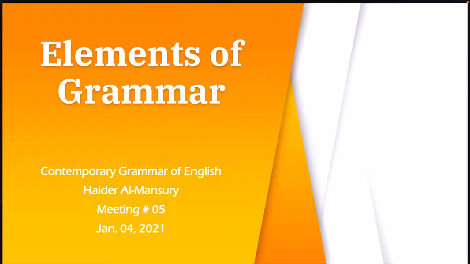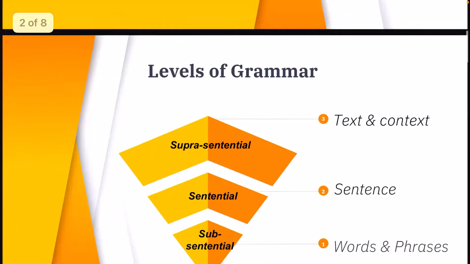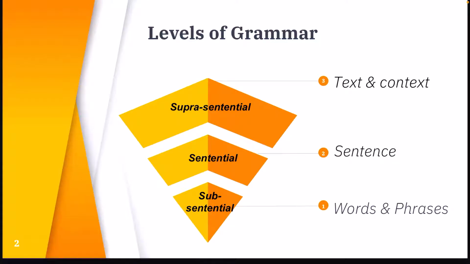And just to relate to what we talked about in our last video, you should know that there are 3 levels of a grammar. The first level is called the substantial level. It has to do with words and phrases. The second level is known as the sentential level, and of course it has to do with the sentence. And the third level of a grammar is known as presentential, that is above the sentence. In other words, the level of a grammar that has to do with text and context.